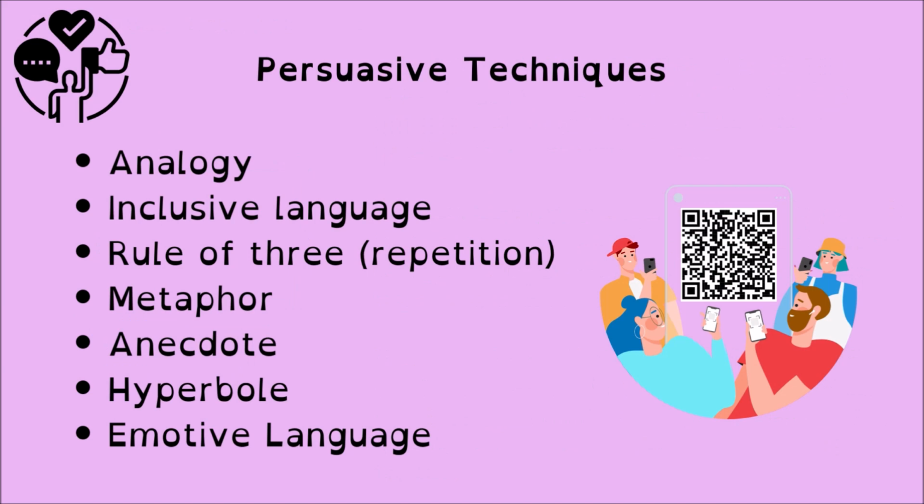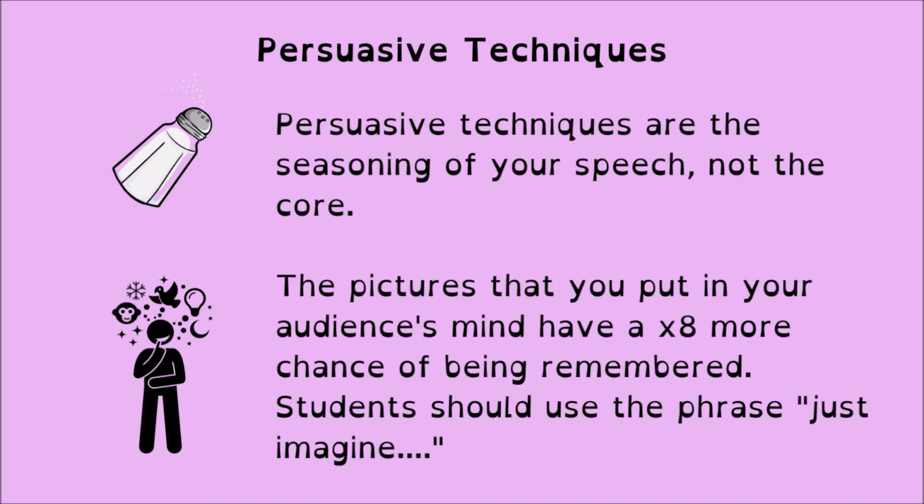The last criterion for knowledge and application is persuasive techniques. I have some examples in the bullet points here. However, if you want my full list of persuasive techniques, I've got 25 of them there. You can scan that QR code. It's important to consider your persuasive techniques as seasoning of your speech or your spoken text. They're not the core of what your speech is about.